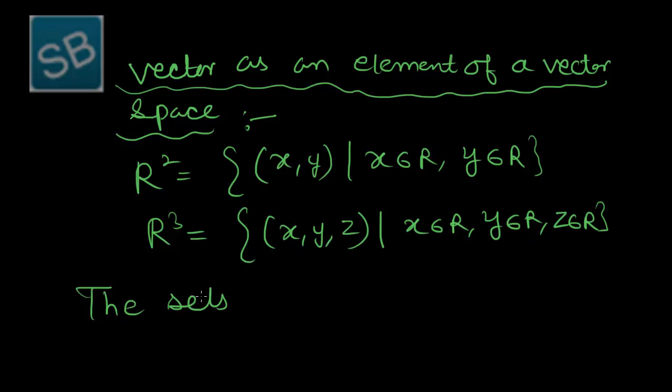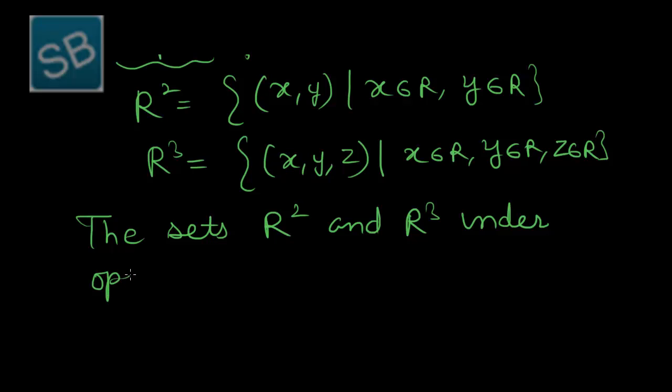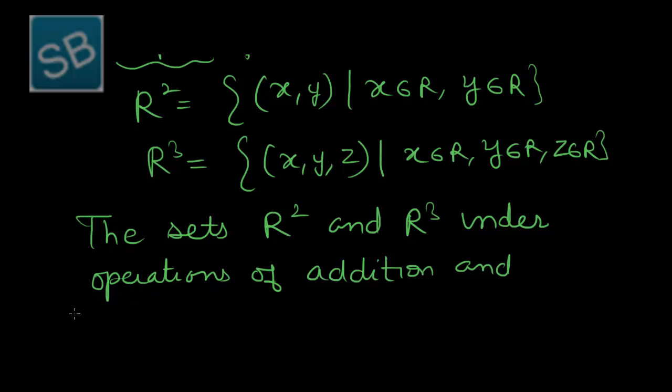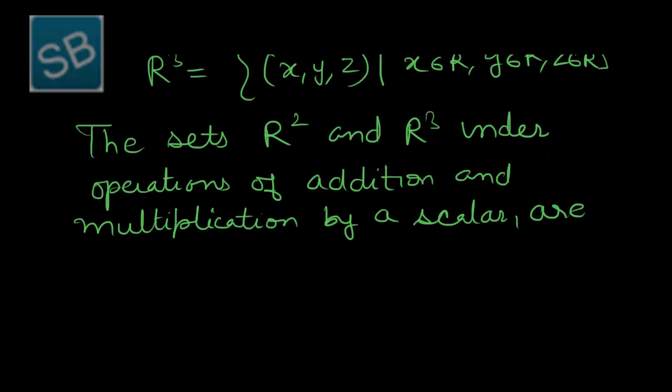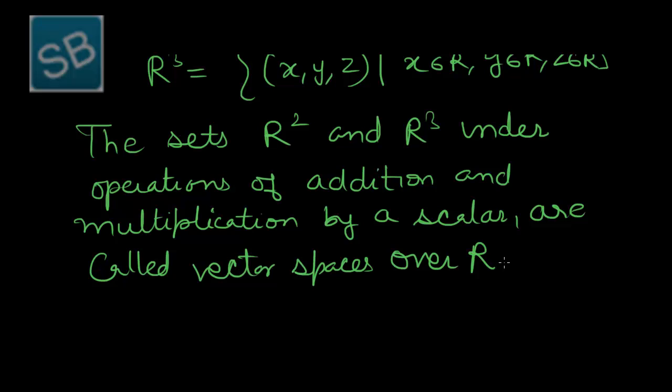Then the sets R square and R cube under operations of addition and multiplication by a scalar are called vector spaces over R. We will discuss later the properties of these vector spaces.